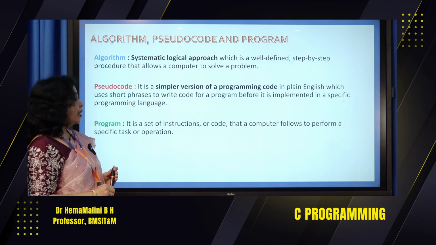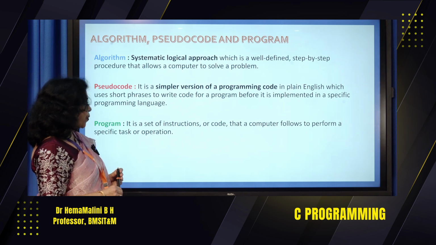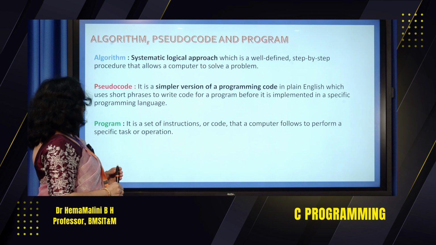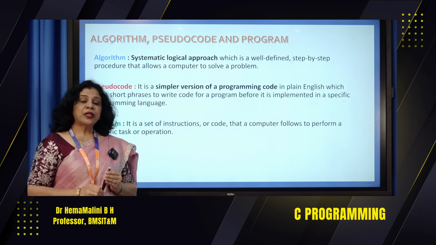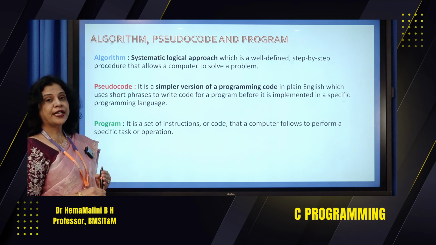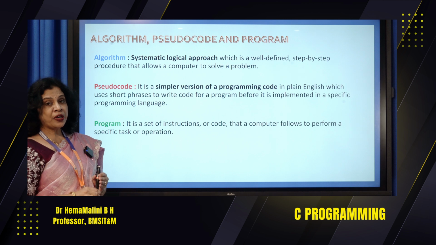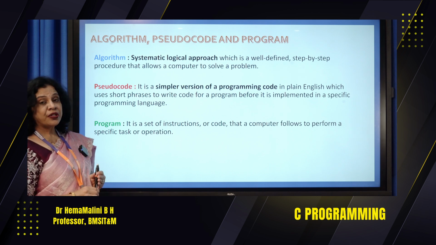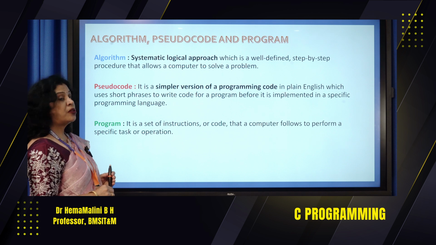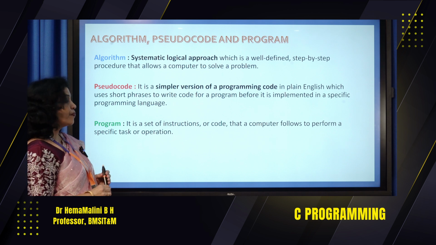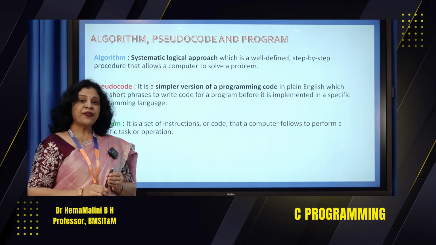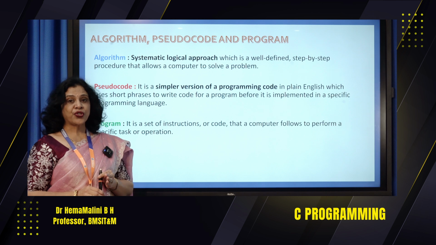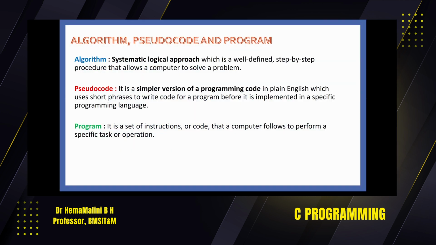Then program. It is a set of instructions or code that a computer follows to perform a specific task or operation. So, the program is actually the set of instructions. It will be programming language specific, which the computer understands to perform a specific task or operation. So, finally, we are going to write the programs. To start with, we write either the algorithm or flowchart, then we convert that to pseudocode. Finally, we are going to write the program.